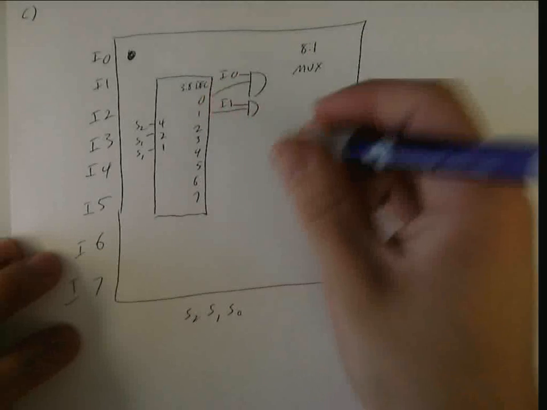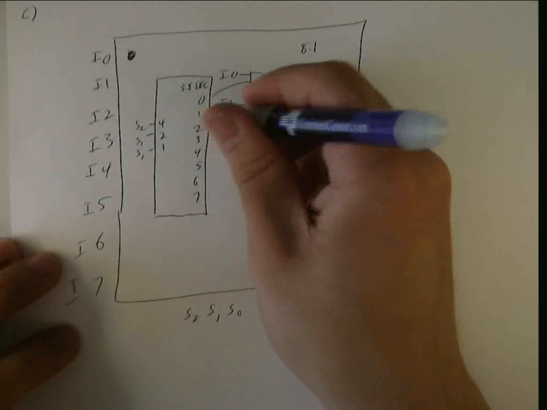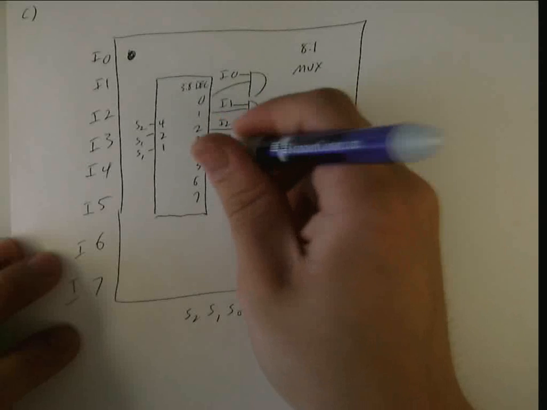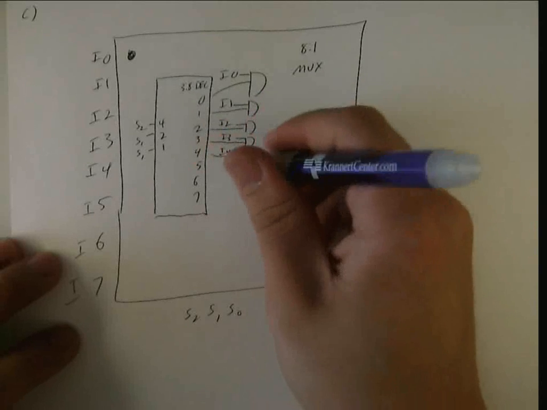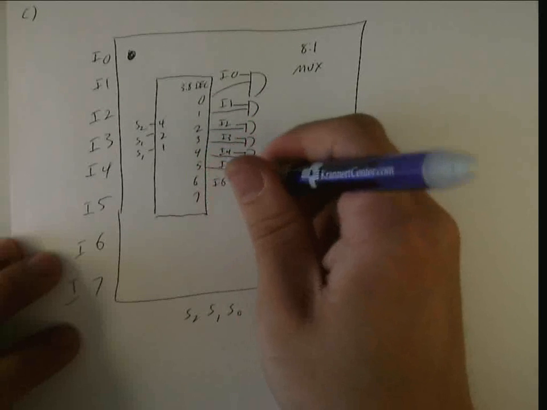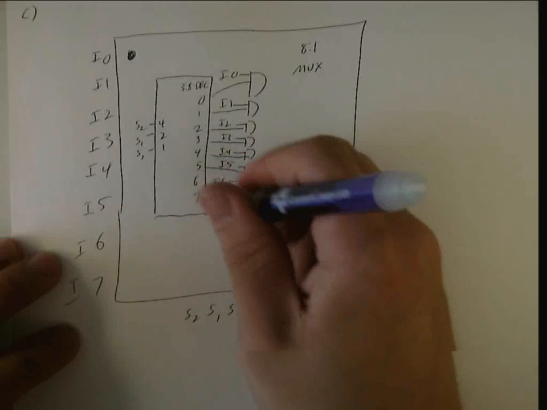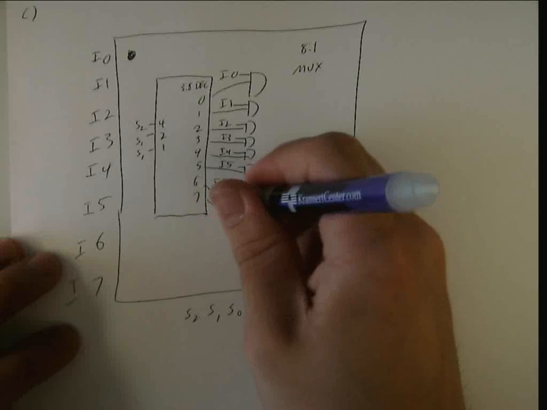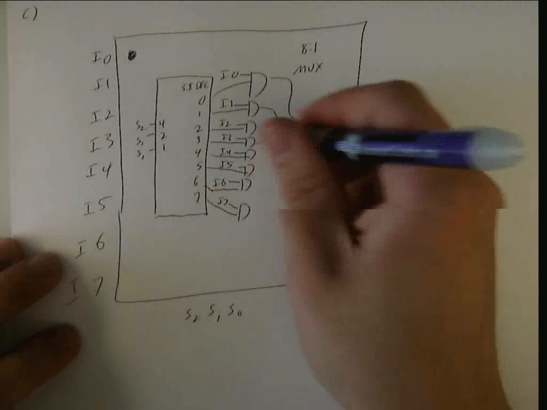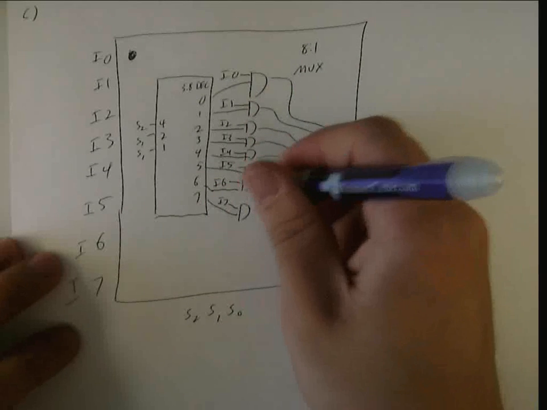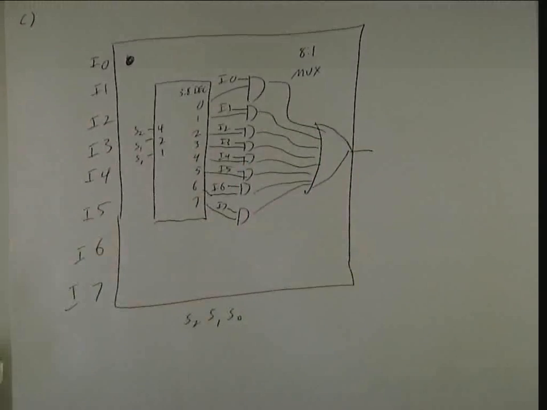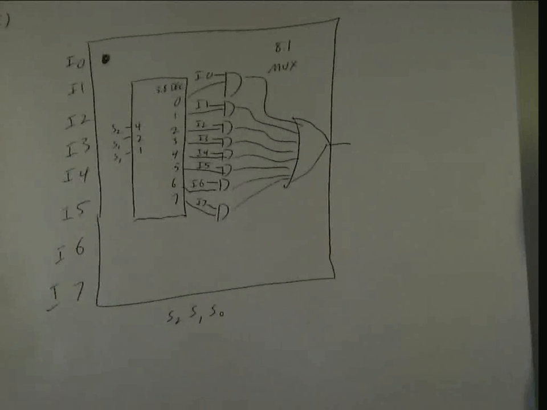I1 goes in here. I2 goes in there. I3 goes in there. I4 goes in there. I5 goes in here. And then I7 goes into there. And then since I can only have one output on the mux, I'm just going to need one gigantic OR gate to put those all together. And that completes my 8 to 1 mux.